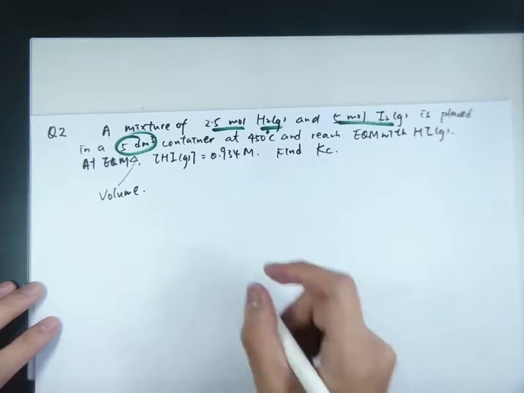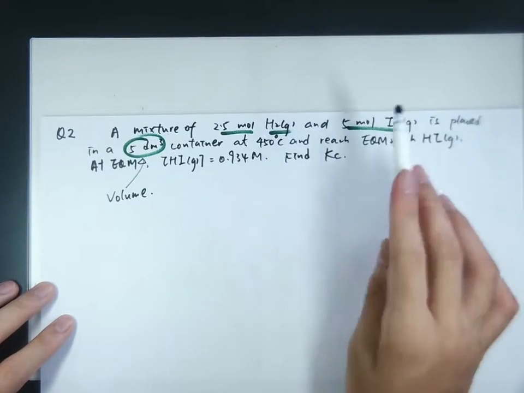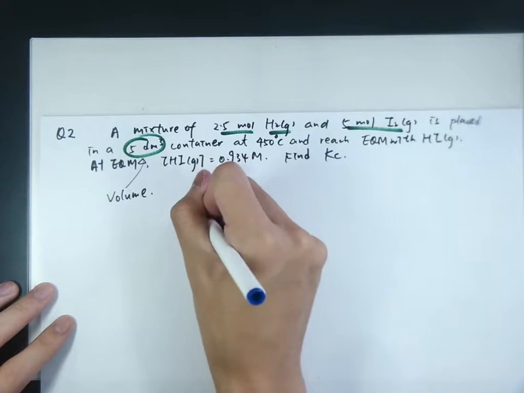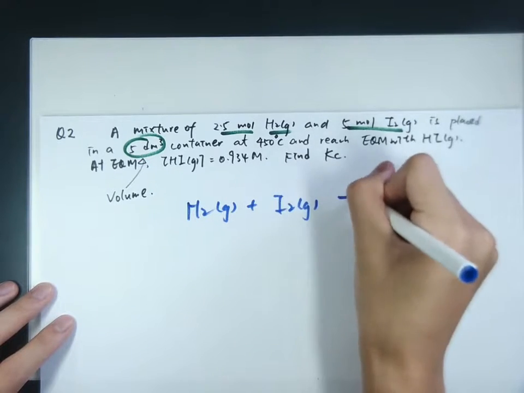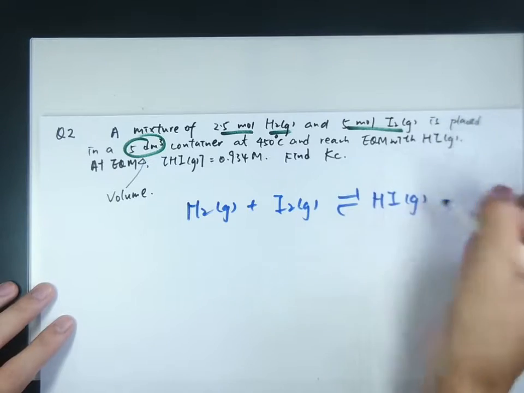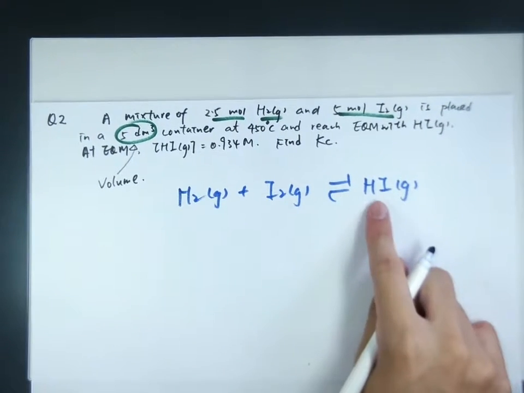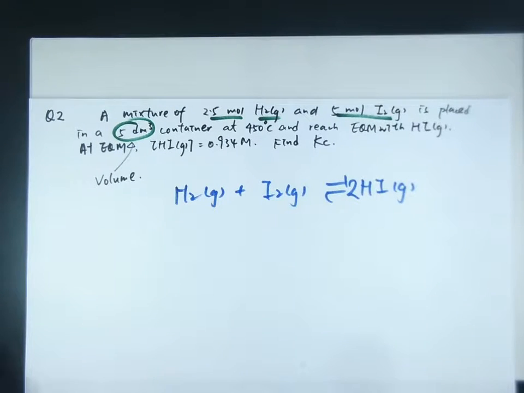So we put down the equation first. H2 and I2 produce HI. So the equation should be H2 plus I2 in equilibrium with HI. So is that balanced already? Not yet. We have 2 I, 2 H, but 1 I, 1 H. So we need to put a 2 over here. Okay? So now we put down the table first.